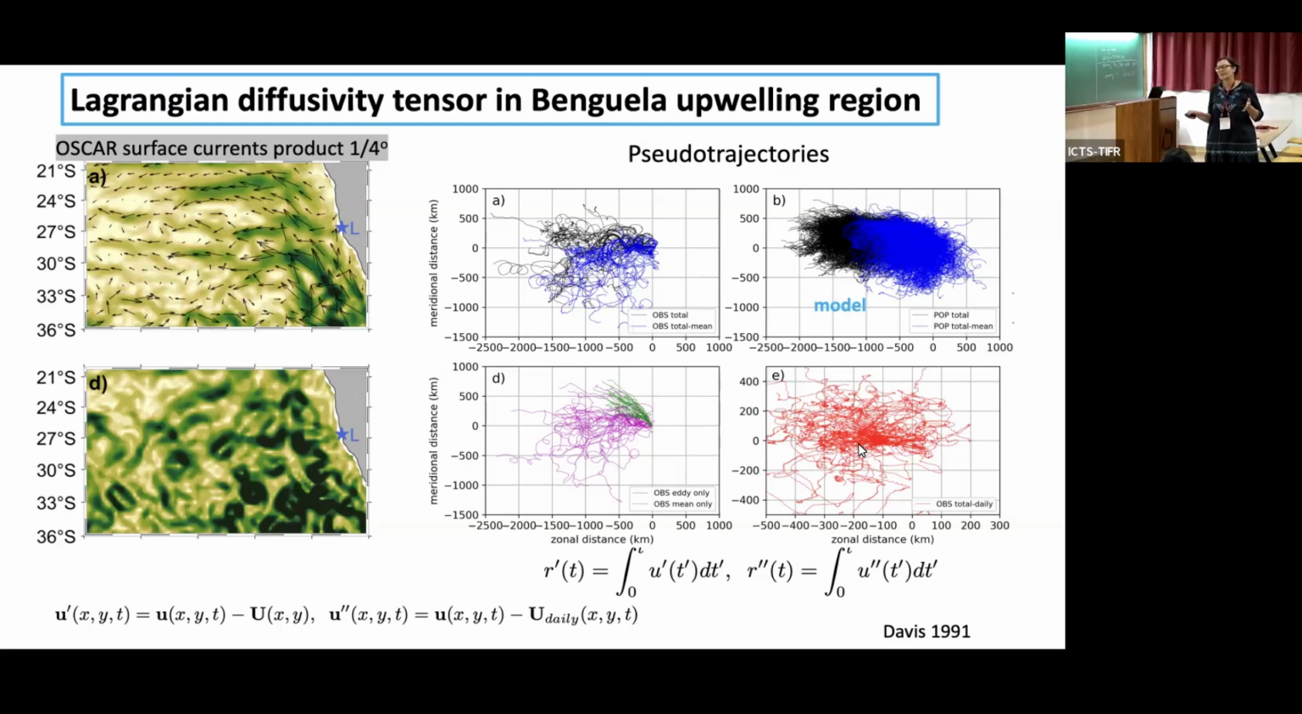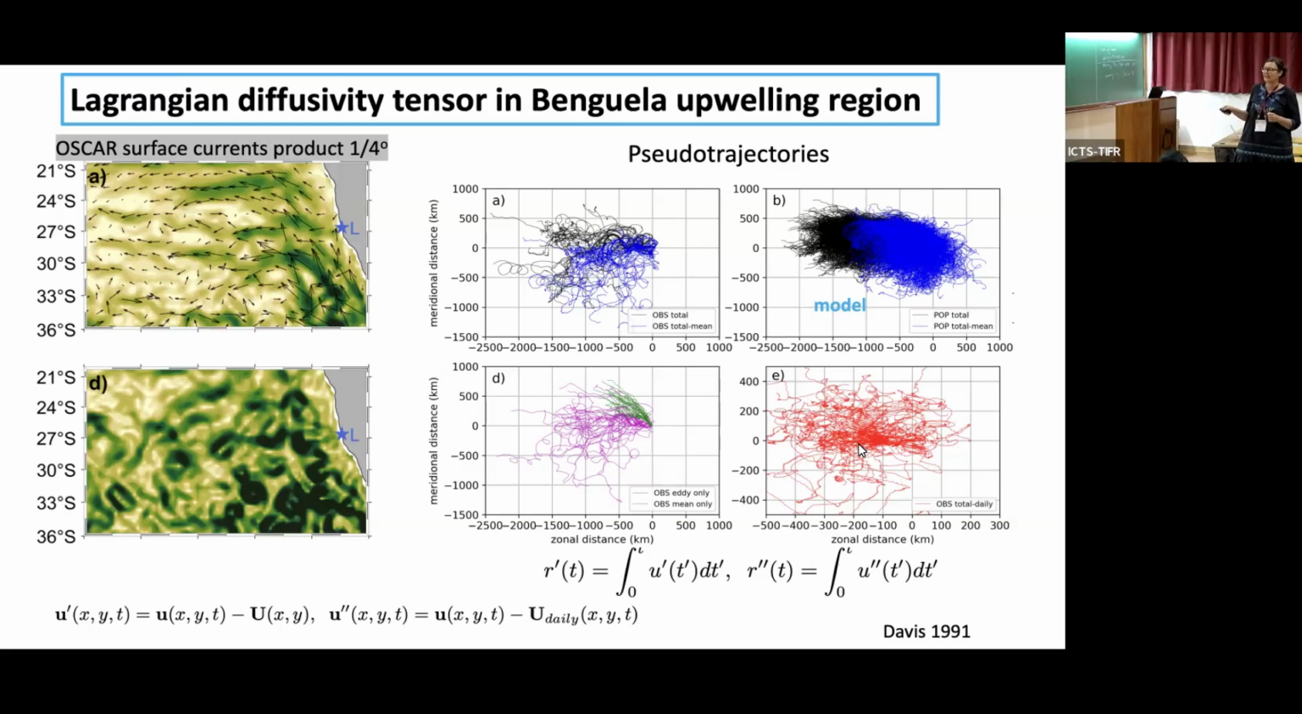This is a different approach, because in a model, of course, you have the total field available, but here we only have those drifter positions that give us the total velocity field. So we are using this concept of pseudo-trajectories. We are also using pseudo-trajectories based on just the daily mean velocities. When you subtract the daily velocities from these snapshots, this gives you the effect of sub-daily contributions.